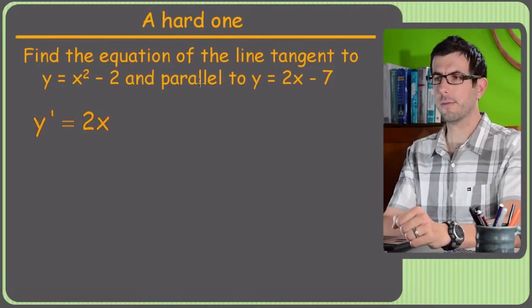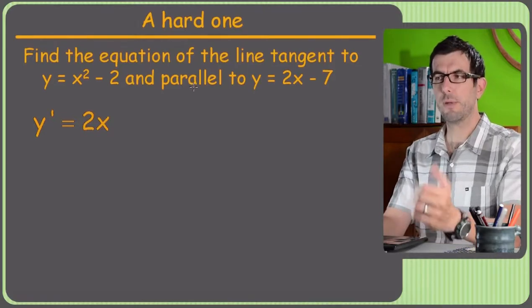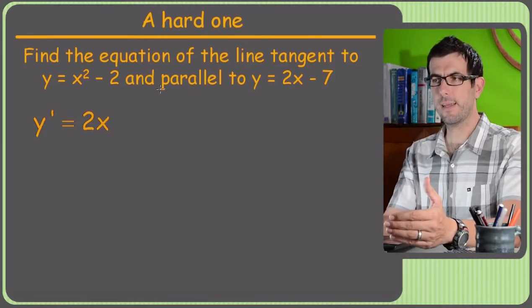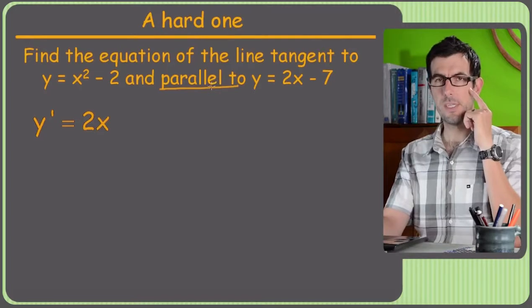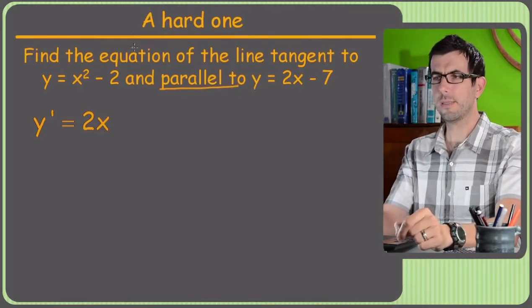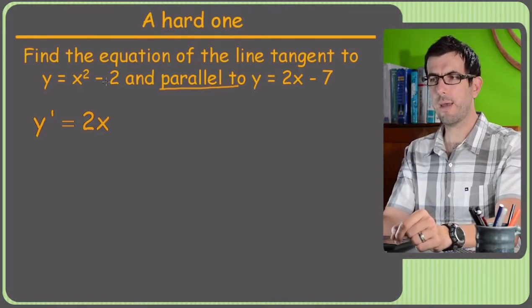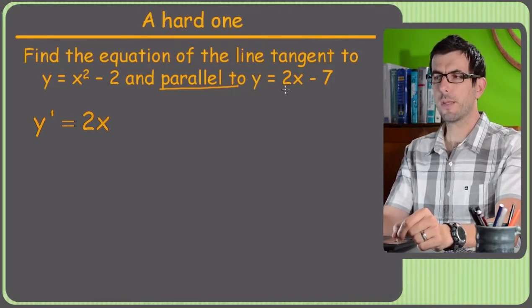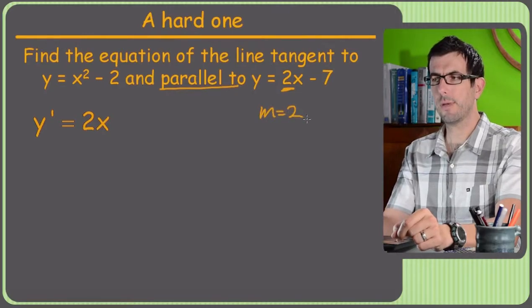Why is this hard? Oh, because they kind of gave us the slope in a backhanded way. Anytime anybody mentions a parallel line, just think to yourself, oh, they must have the same slope. So what this means is we want the equation of a line tangent to whatever, and we want its slope to be 2. So m equals 2.